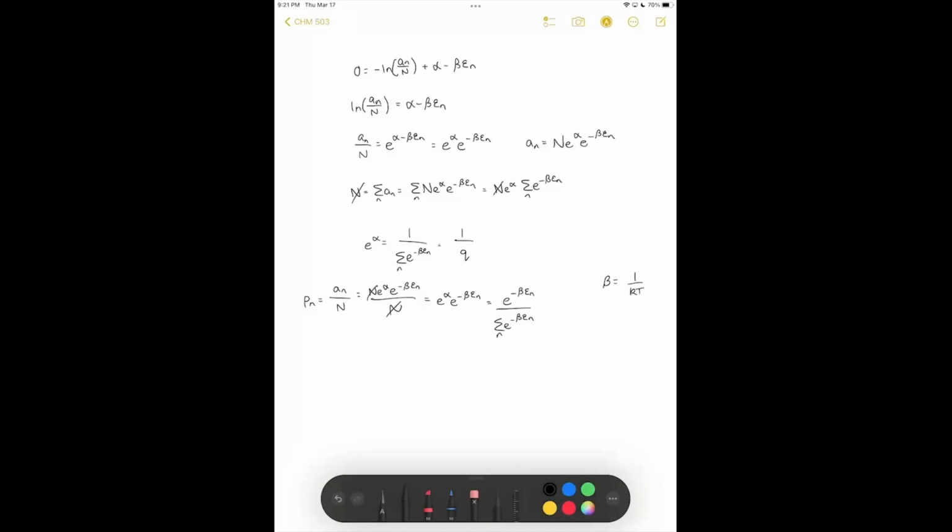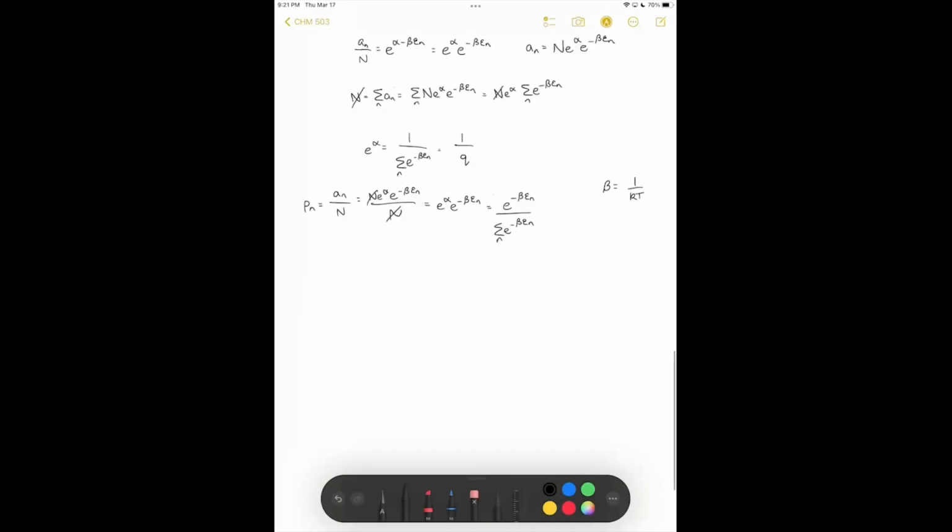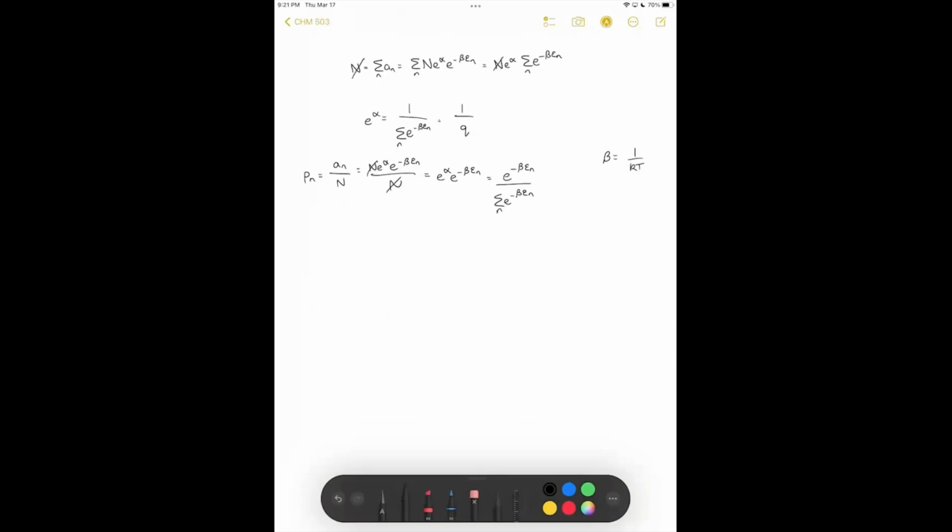So what do we do with this? Well, without even resorting to having beta being 1 over kT, we'll do that in the next lecture, what we can do is have a system. So say we have our three energy system. We have E0 equals 0, E1 equals 1 over beta, and E2 is 2 times 1 over beta, or 2 over beta.